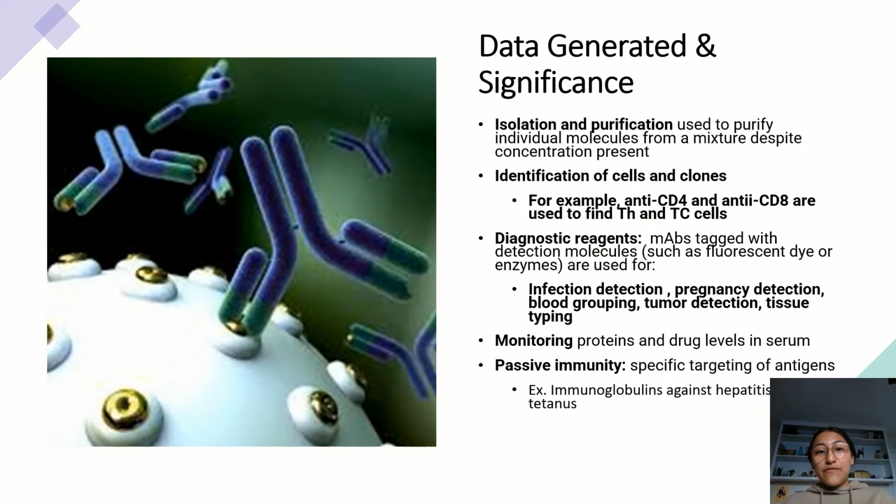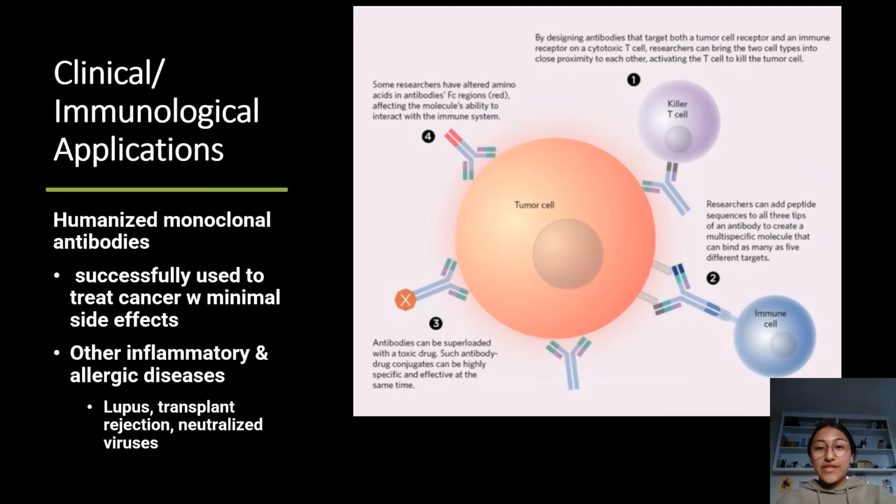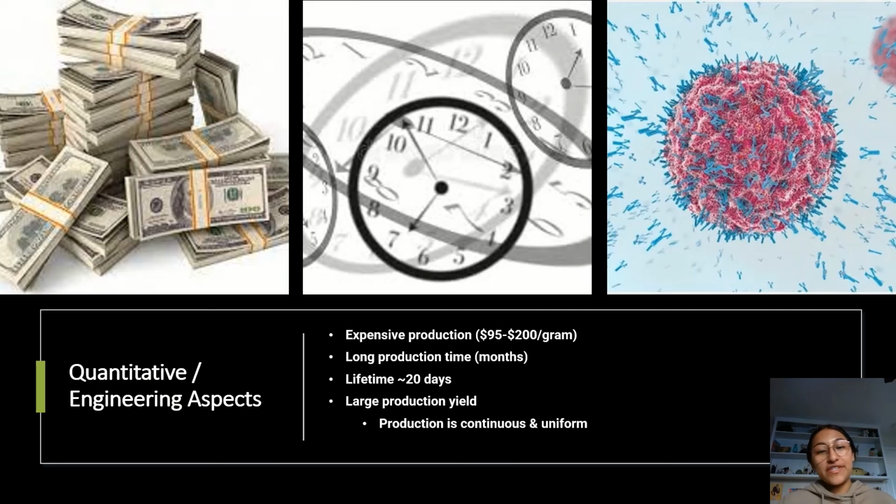MABs provide information for diagnostic treatment, passive immunity, identification of cells, and even purify concentrations of molecules and mixtures. Humanized MABs have been used in the treatment of cancer, lupus, transplant rejection, and most recently, COVID. Engineers should consider its expensive production, long production time, lifetime of about 20 days in the body, and its large production yield.